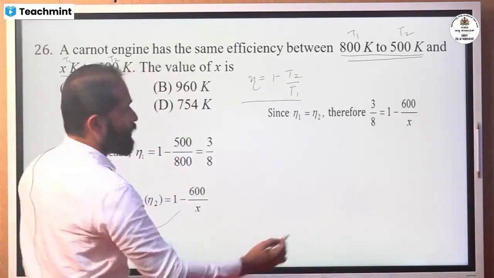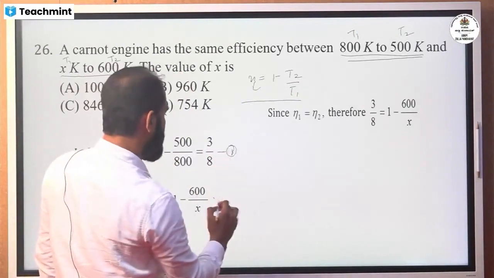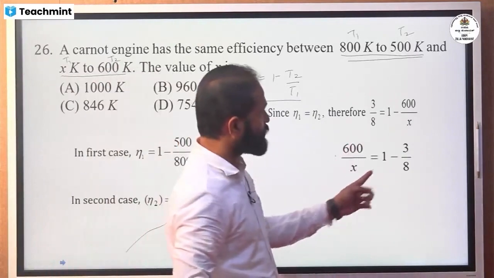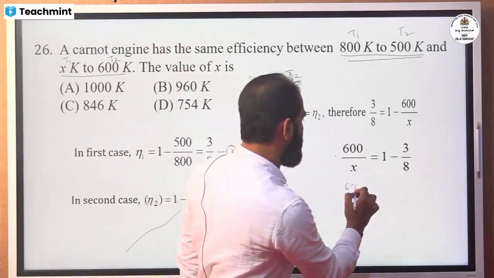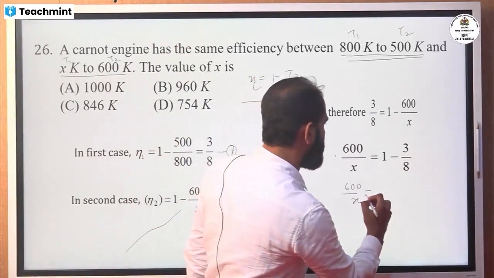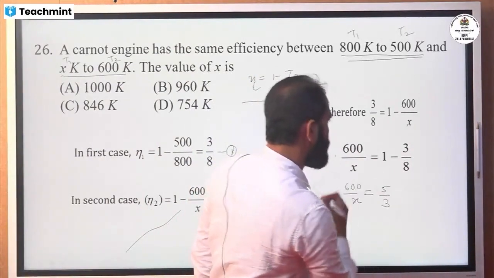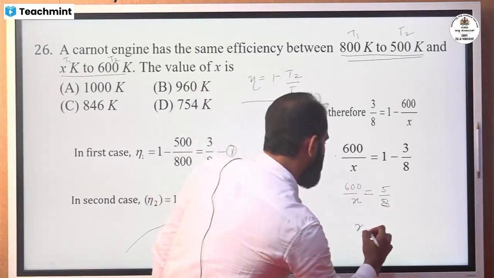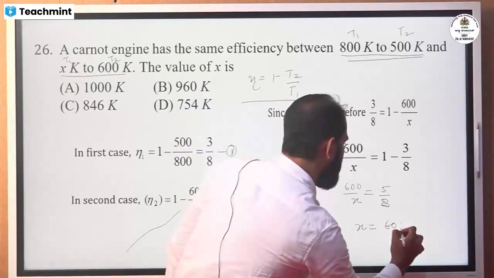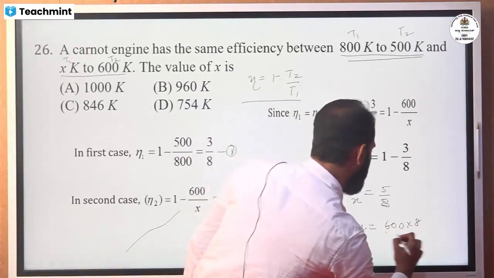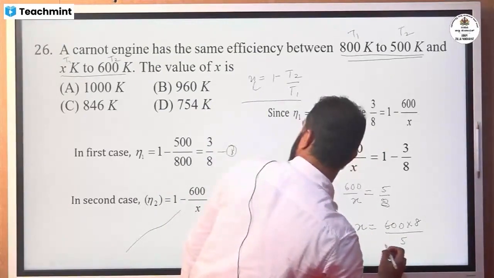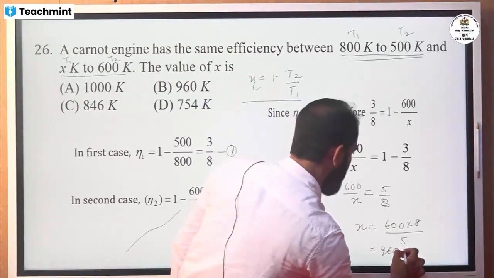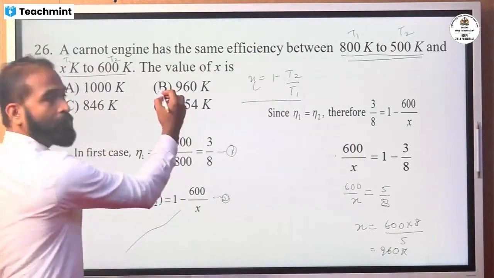So therefore, we'll equate equation 1 with equation 2, and let's solve that equation. So we have 600 by X equal to 1 minus 3 by 8. So 600 divided by X becomes 5 divided by 8. So let's solve for X. X can be written as 600 into 8 divided by 5. So this is going to become equal to 960 Kelvin. 960 Kelvin, that is option B.